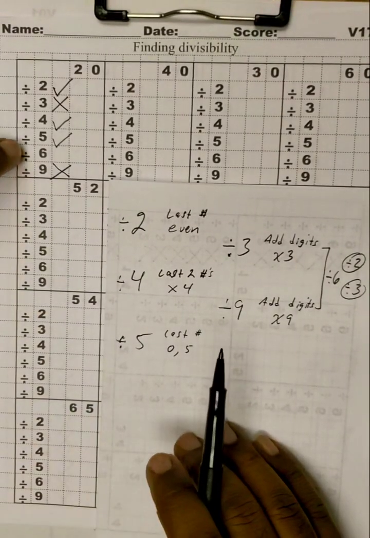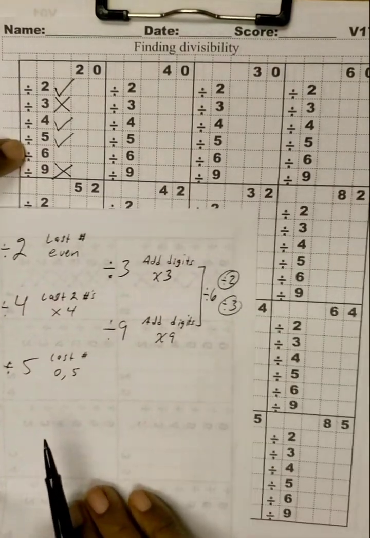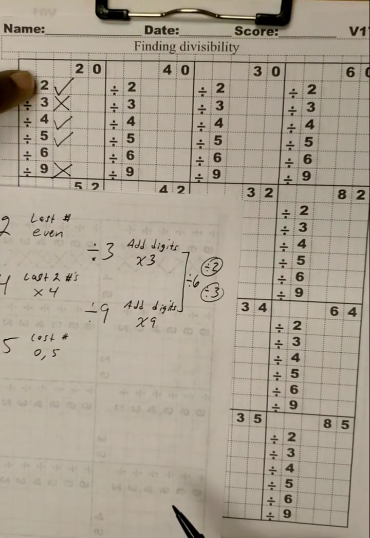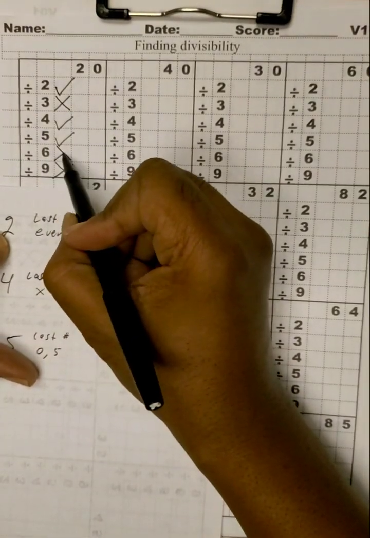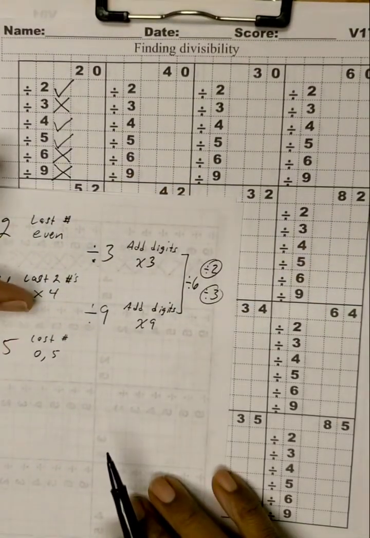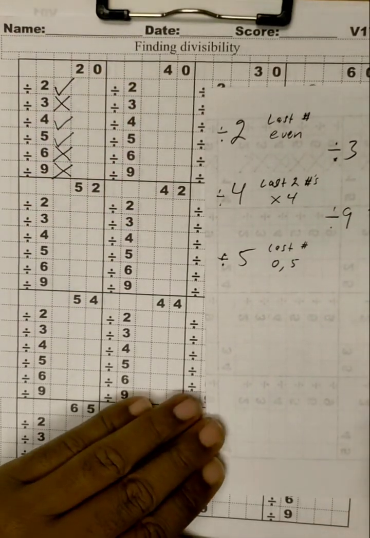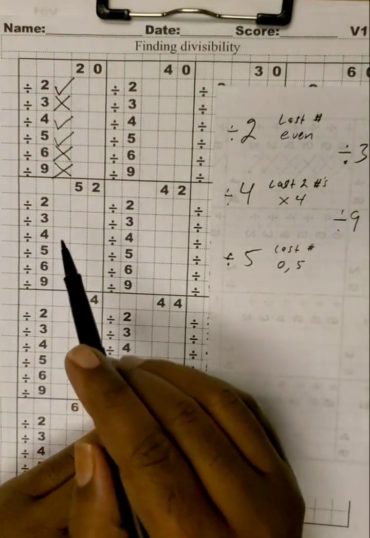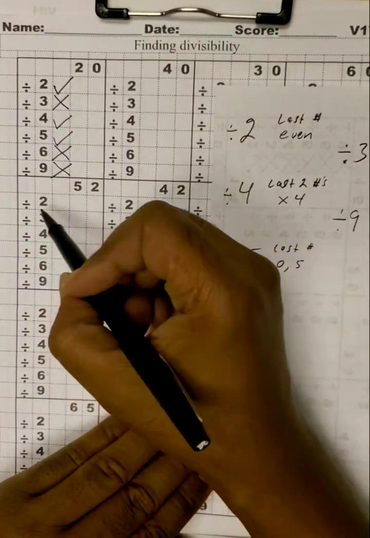Next, 6. To be divisible by 6, it has to be both divisible by 2 and 3. It's only divisible by 2, but not 3, so it's not divisible by 6. Next, let's look at 52. Is it divisible by 2? Well, the last number is even, so this is divisible by 2.